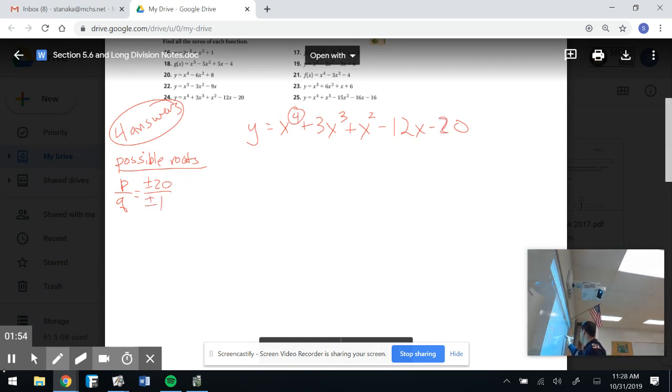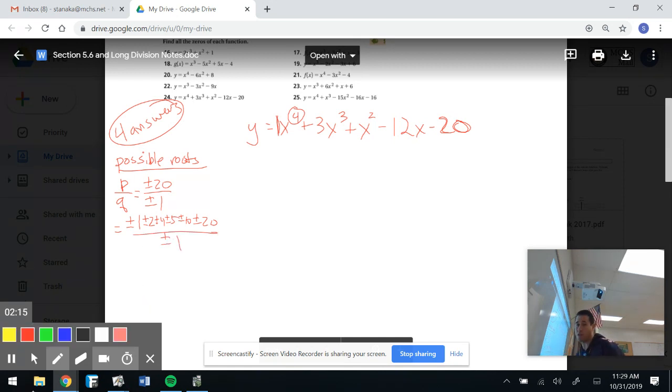20 is the last term. There it is. 1 is the first coefficient, which is that one right there. And then remember, we write down all the factors. 1 times 20, that's a factor of 20. What's another one? 2 times 10. What's another one? 4 times 5. So there is just a ton right there. On the bottom, luckily, we're just plus or minus 1.